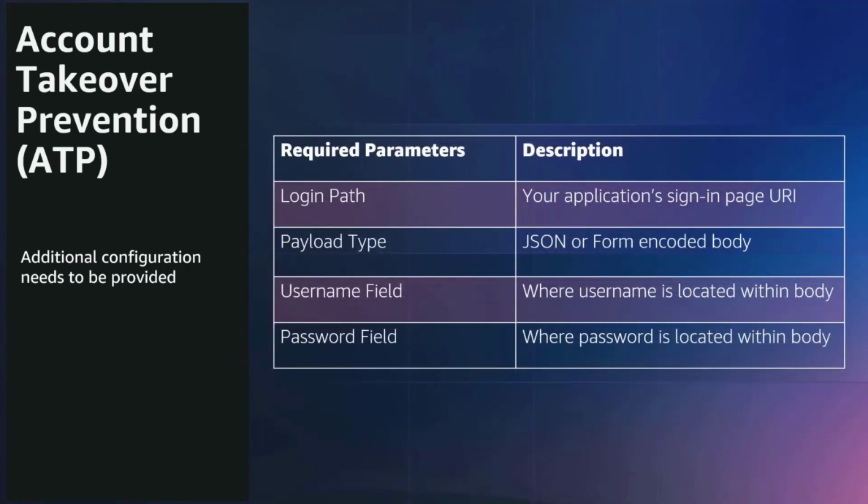We would need the following information that you see on the screen. We would need to know the login path, or your sign-in page or URI, on which we can run these detections. We would like to understand the payload type. Is it a JSON or a form encoded body? We would want to know what your username fields and password fields are so that we can locate them within the body and look for stolen credentials or other user behavior that can indicate ATP attempts.